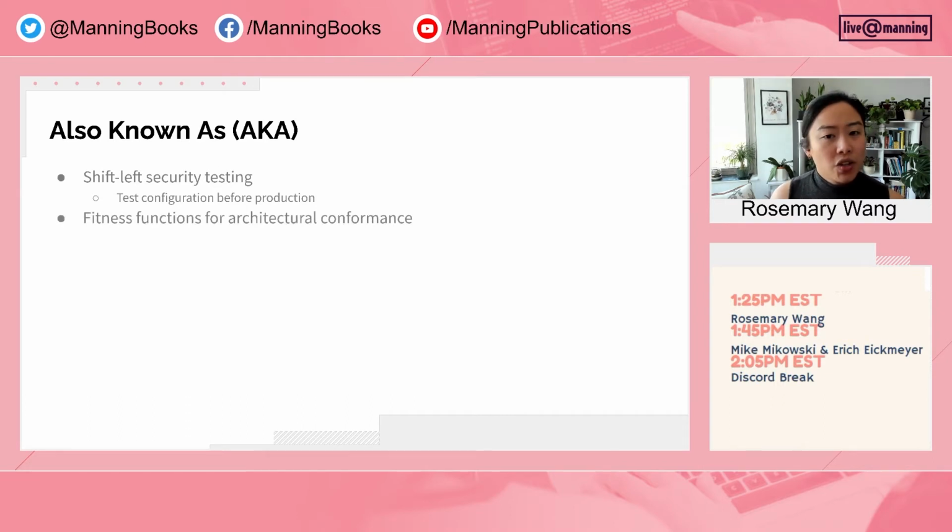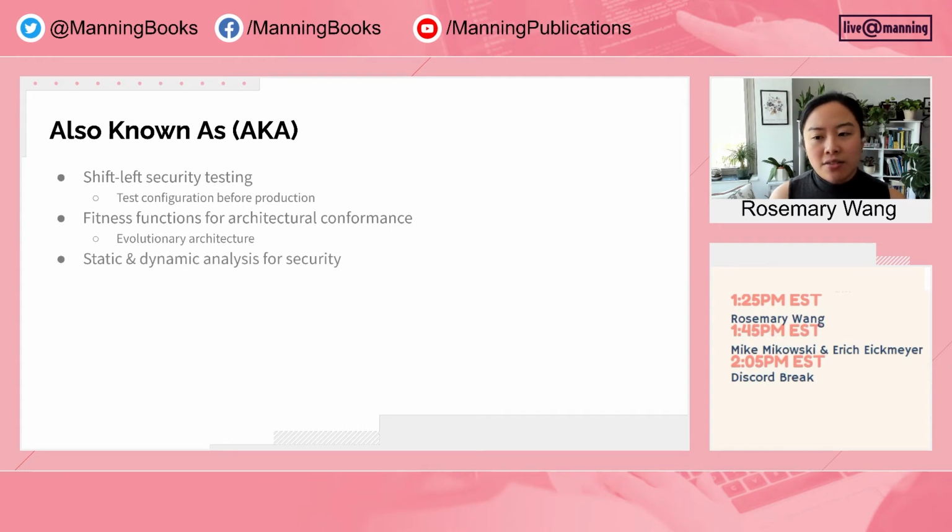There's also fitness functions for architectural conformance. This is along the lines of evolutionary architecture. I won't go too much into it today, but the idea is that fitness functions measure how far away you are from architectural conformance. In this case, we're talking about security conformance.